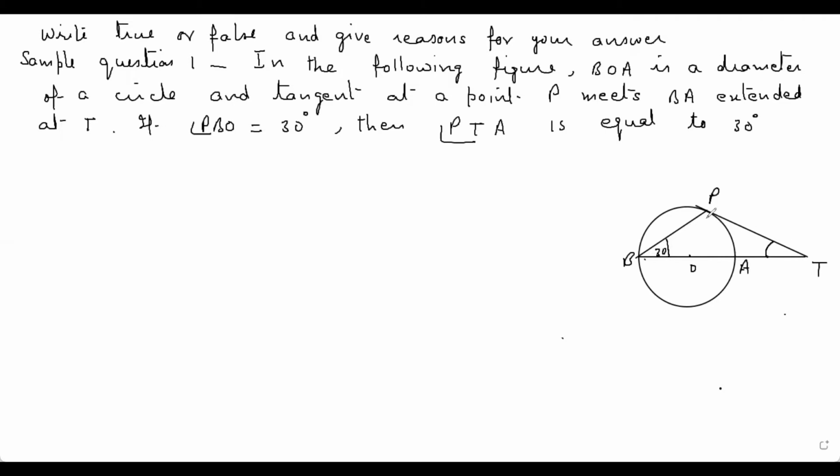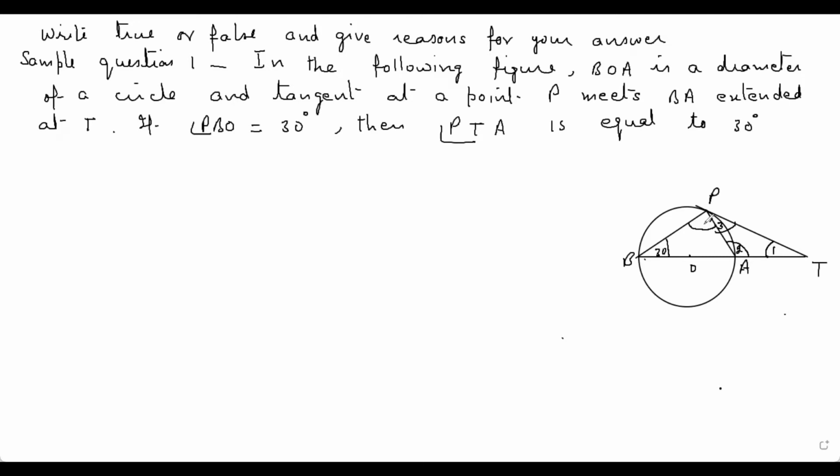Now verbally I am going to explain how you will do it. Just join PA. Since I am to prove this angle PTA, let this angle be 1. If I take this angle as 2 and this angle as 3, and find angle 2 and angle 3, then I will be able to find angle 1, because PAT is a triangle, and by angle sum property I can find angle 1.